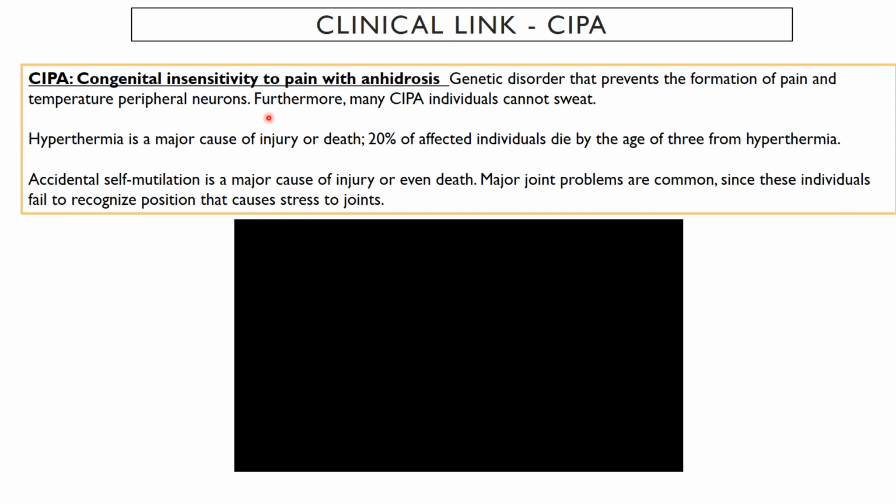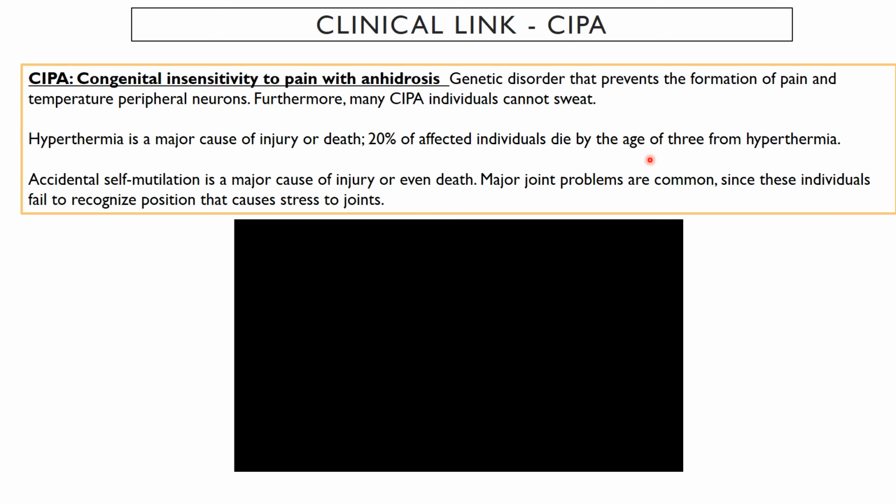They also, for many of these individuals, can't even sweat. These individuals have a mutation in a receptor that's really important for how these neurons get wired up and connected. It also apparently is involved with sweat as well. So for those individuals with that particular mutation, they cannot perceive pain or temperature because they are missing those neurons. It turns out that the sweating issue tends to be the most serious issue, and hyperthermia is a major cause of injury or death, and in fact 20% of affected individuals die by the age of 3 from hyperthermia.